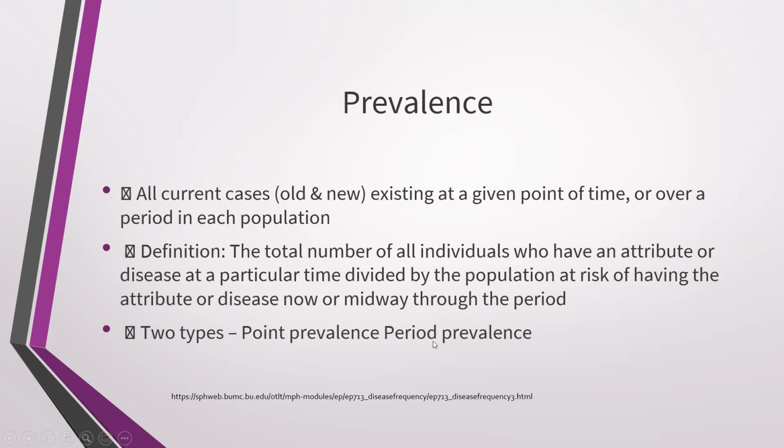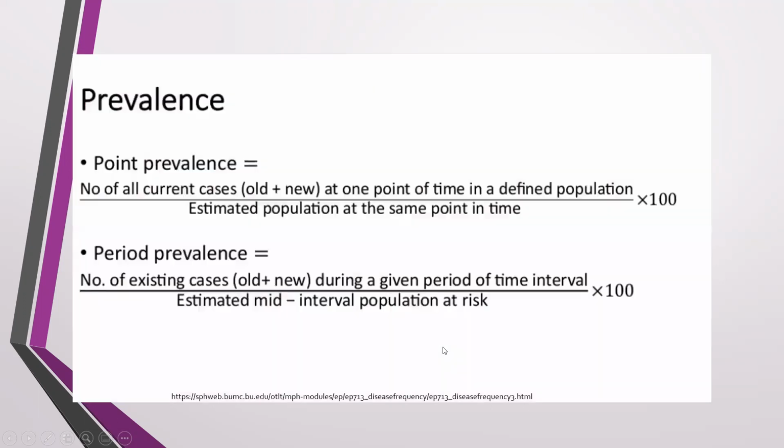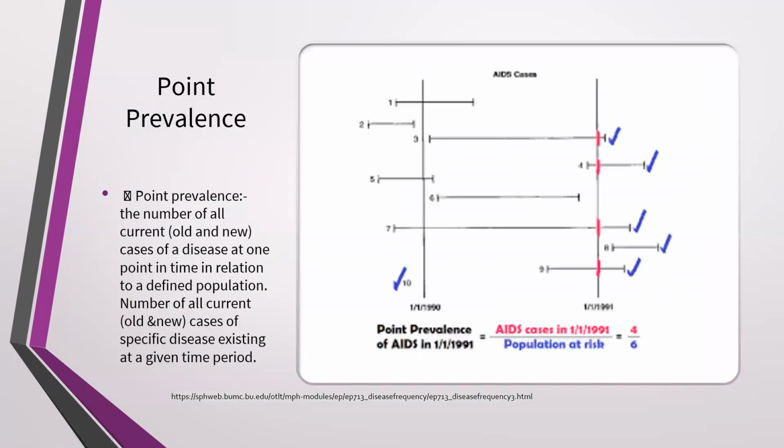There are two types of prevalence: point prevalence and period prevalence. The point prevalence is all the current cases, meaning new and old cases, at one point in time over an estimated population, whereas the period prevalence is during a specified time interval. The estimated mid-interval population or mid-year population at risk is the denominator for period prevalence.